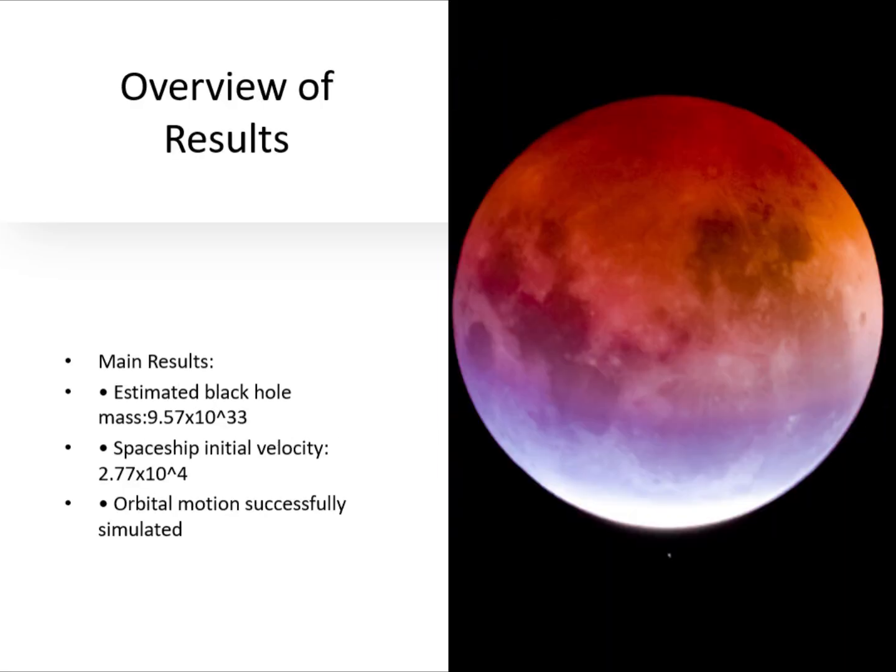Using the trajectory data and Newton's laws, I found that the mass of the black hole was approximately 2.77 times 10 to the 50 kilograms, and the initial velocity needed for the spaceship to orbit both the moon and planet was approximately 9.57 times 10 to the 4th meters per second.